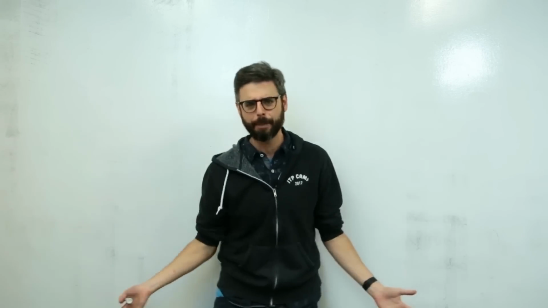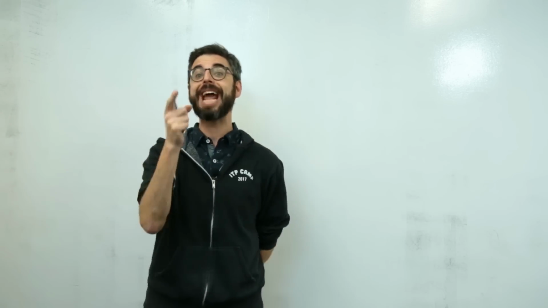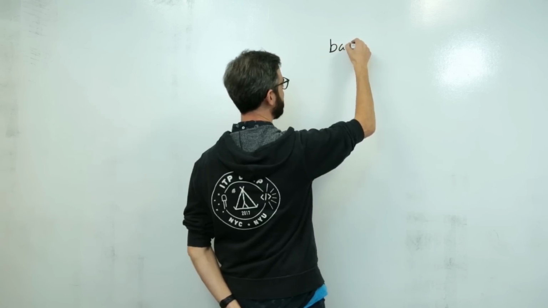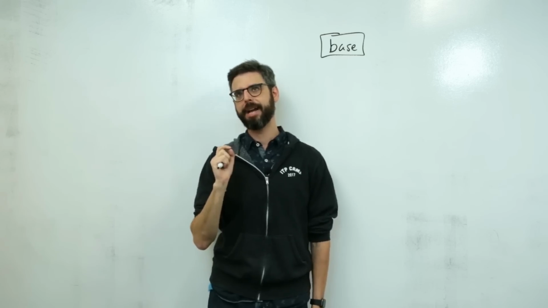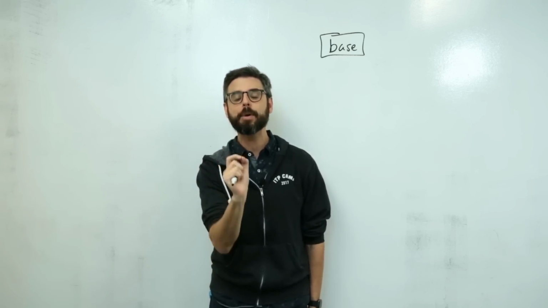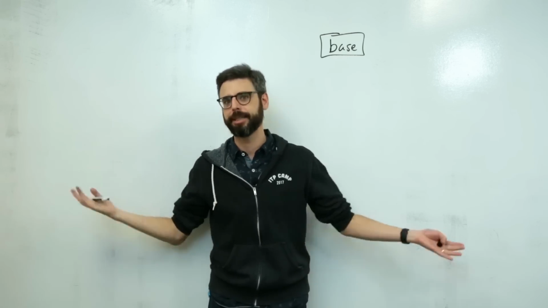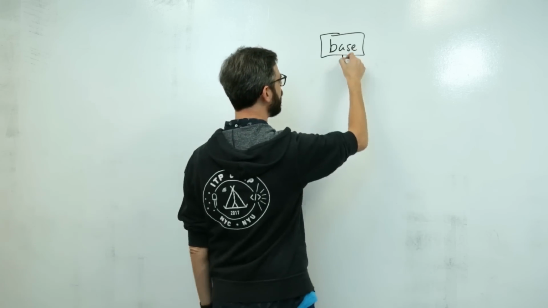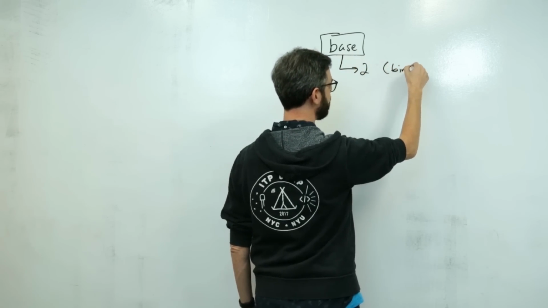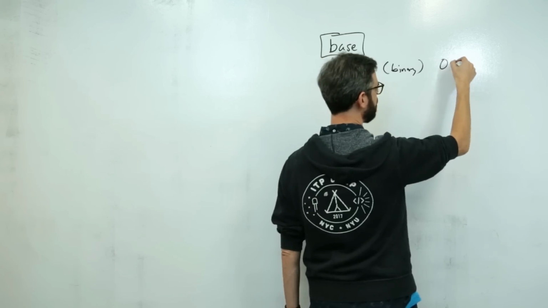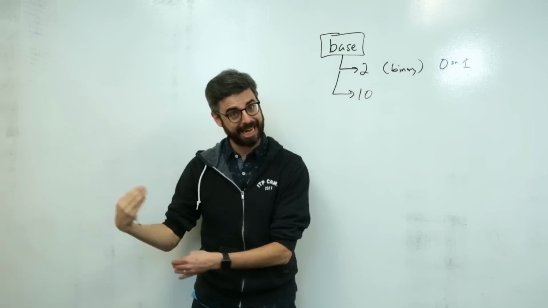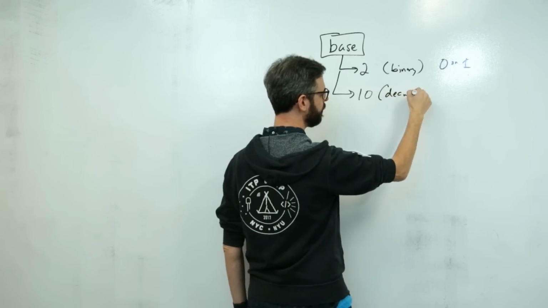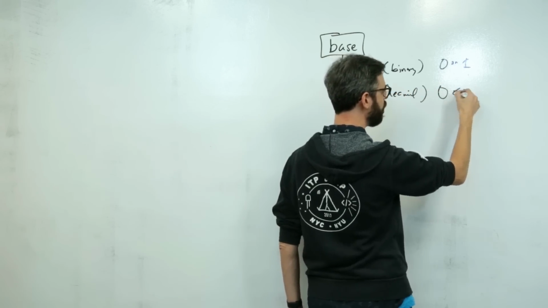Okay, so maybe you're even asking right now, what is a binary number? What is a decimal number? Before I can even answer that, we have to talk about this idea of base. Base is a term that refers to the number of possibilities in a counting system, in a number system. So base 2, or binary, there are only two possibilities, a 0 or a 1. Base 10, deca, or decimal, has 10 possibilities, 0 through 9.